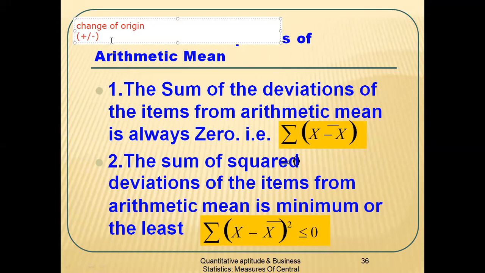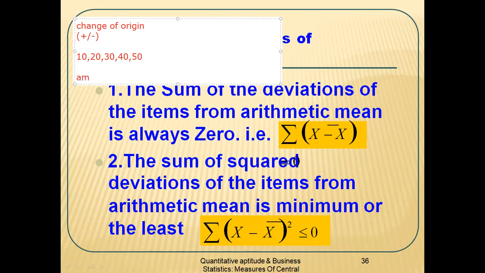Now let me take some observations. Before discussing the third property, the observations are like 10, 20, 30, 40, 50. Now, what is the arithmetic mean for the given observations? It is raw data in nature. Therefore, add all the observations and divide by the number of observations. What is the arithmetic mean you get? Yes, the arithmetic mean equals 30.